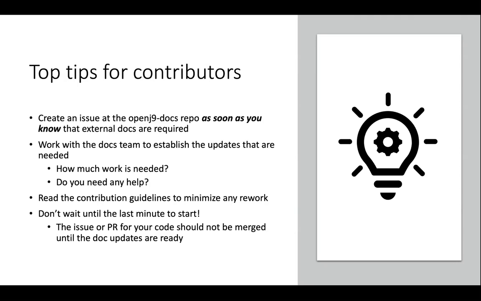Now, in an ideal situation, the issue or pull request for your code shouldn't be merged into the OpenJ9 repo until the doc updates are ready. That way we can make sure that the user docs stay in line with the OpenJ9 changes. Otherwise, we'll be shipping releases without telling people how to use the product properly. So that's all I have to share in terms of doc contributions. Has anyone got any questions that I can answer or try to answer?